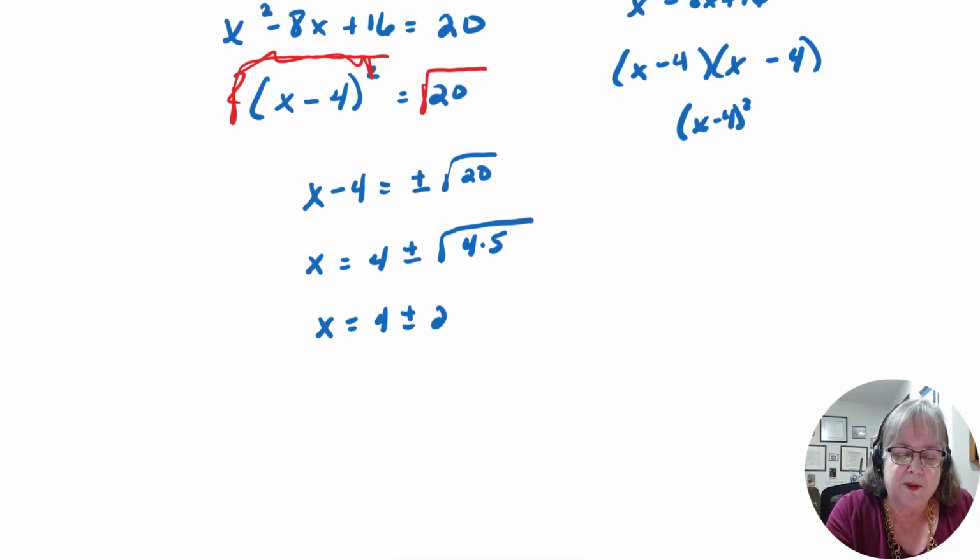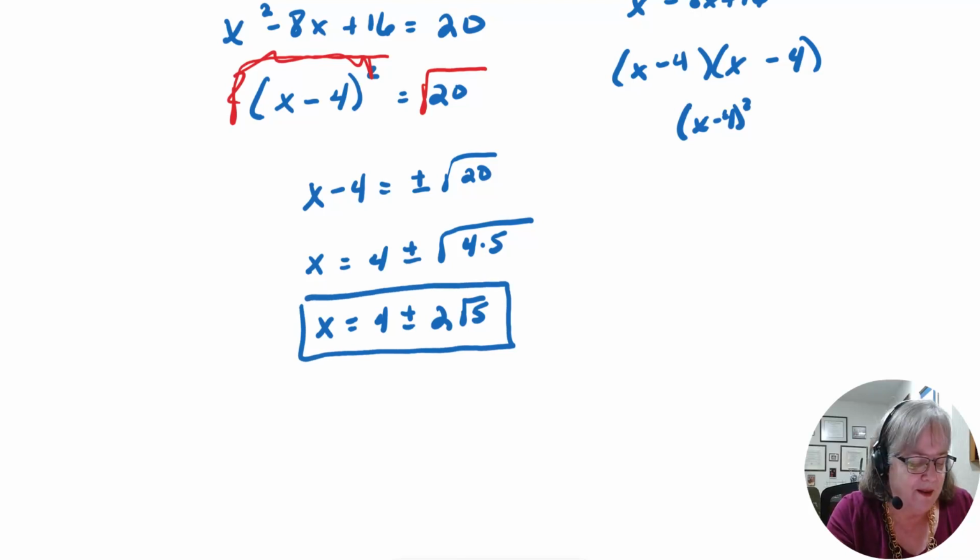The square root of 4 is 2. The square root of 5 is the square root of 5. You cannot add this 4 and the 2 together because 4 is 4 ones or 4 popsicle sticks if you're counting popsicle sticks. And you have 2 square roots of 5. So this is the answer.